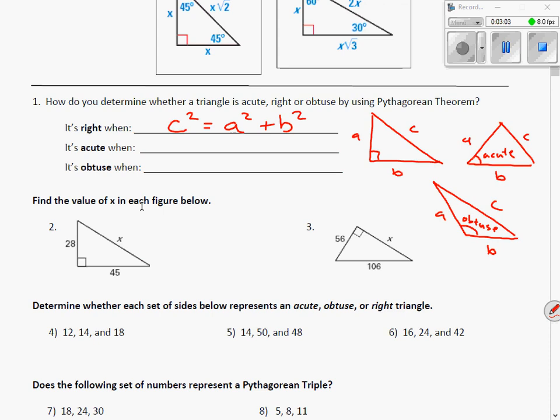So when you're looking to decide whether it's acute, let's say c squared, if that is less than a squared plus b squared, then that makes it acute. If it's greater than, that makes it obtuse.